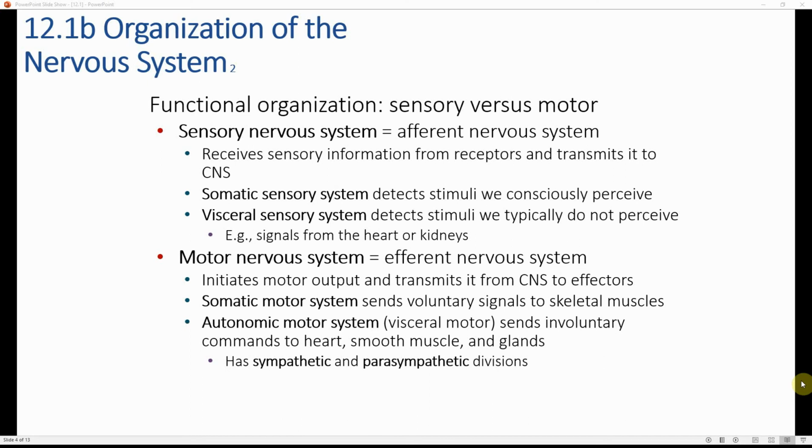This is efferent. Efferent means away from a central location. So the motor nervous system is going to take impulses from the central nervous system and take them to muscles, whether it's a skeletal muscle, which would be the somatic motor system, or an autonomic motor system, which is going to take the signal to either a smooth muscle or your cardiac muscles or glands. And then to further confuse things, the autonomic motor system is divided into both the sympathetic and parasympathetic divisions, which we'll talk about more later.